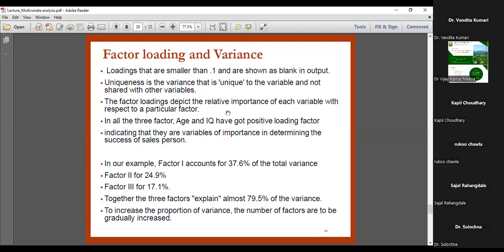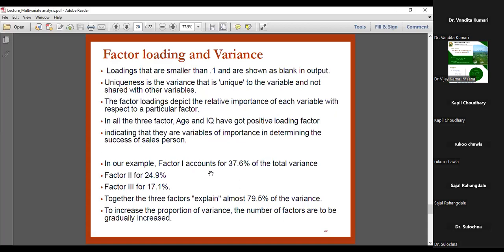The factor loadings depict the relative importance of each variable with respect to a particular factor. So here we can see, as we have seen in our data set, in our result, that in all the 3 factors, age and IQ have had positive loading. Okay, so what does it mean if you have positive loading? That means these are the variables of importance, which can be used in determining the success of the salesperson, because the main question was to identify the successful salesperson, where 7 variables were reduced into 3 factors.